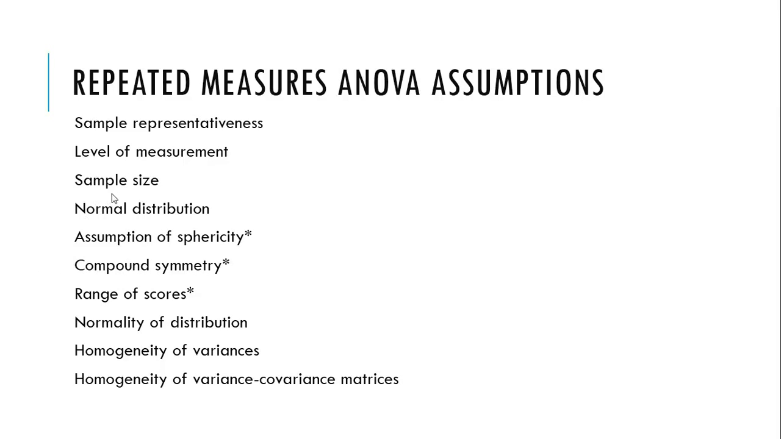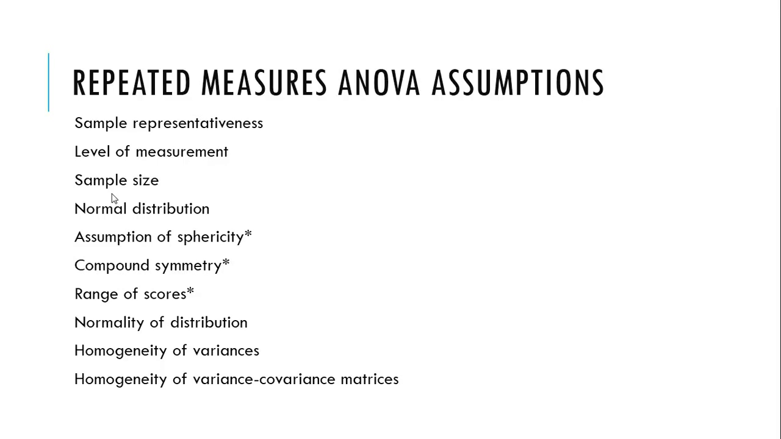And the assumption of sphericity, and the reason why that has a star by it is because this is different from ANOVA. What this is saying is like the variances between the differences between time 1 and time 2 versus time 1 and time 3 versus time 2 and time 3. If we were to subtract those scores from each other and check those variances, they should all be similar to each other. And that's what the assumption of sphericity is.